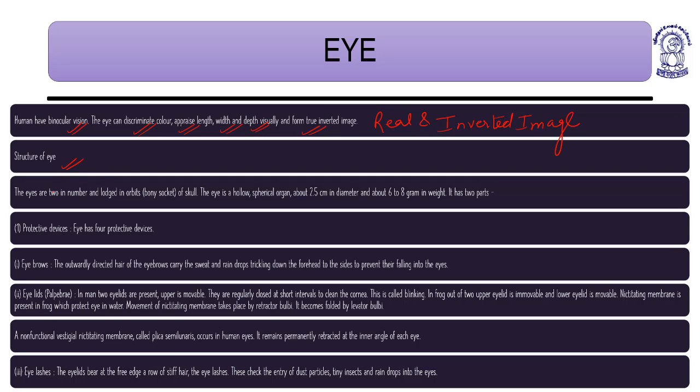Structure of the eye. The eyes are two in number and they are lodged in orbits. The eye orbits are the bony sockets of the skull. The eye is a hollow spherical organ about 2.5 centimeter in diameter and about 6 to 8 gram in weight. It has two major parts.